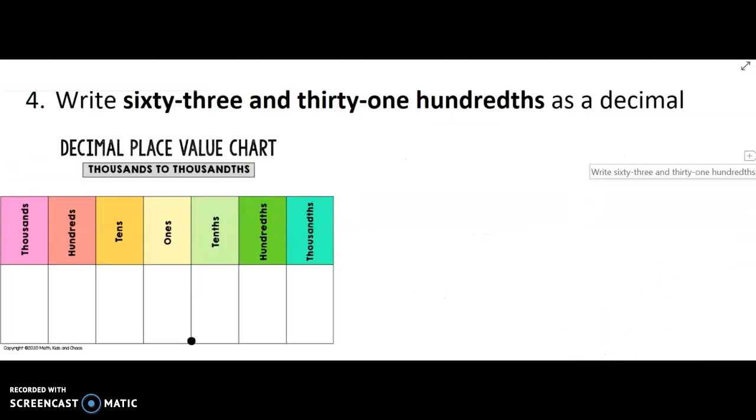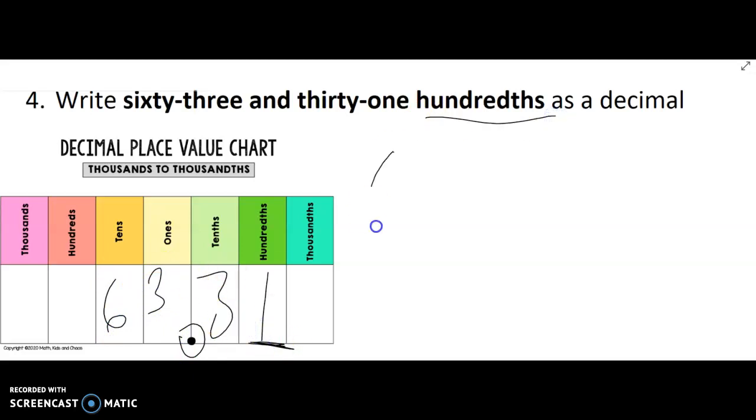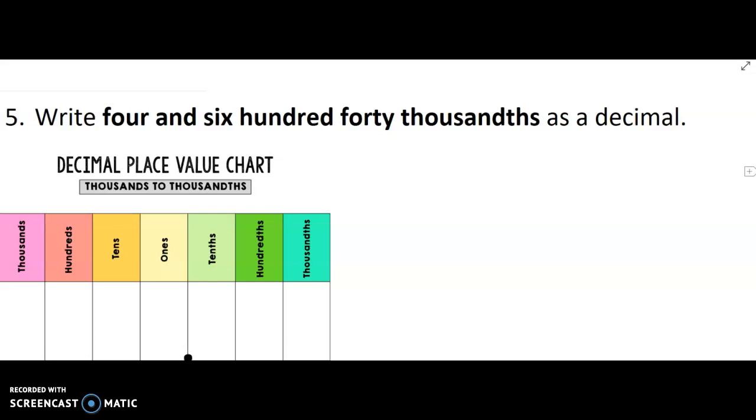Let's move the other direction. Write 63 and 31 hundredths. Now, think about this. 63, that's a normal number. We go that over here. And is our decimal. 31 hundredths. That means hundredths is my last place. So 63 decimal point 31. 63 and 31 hundredths.